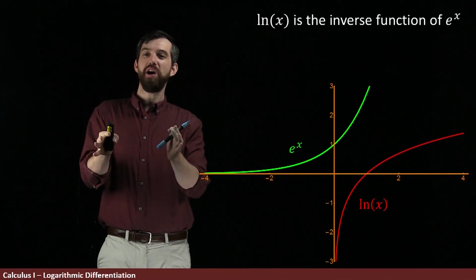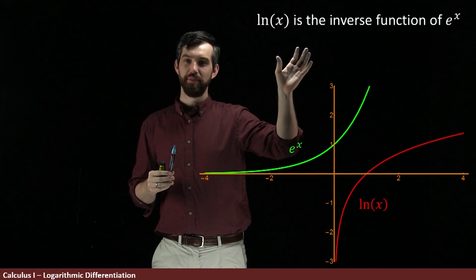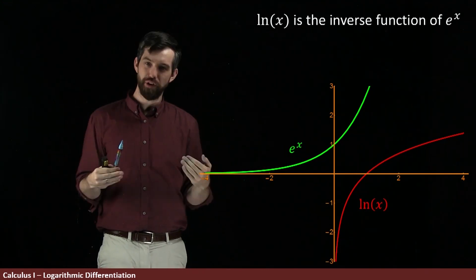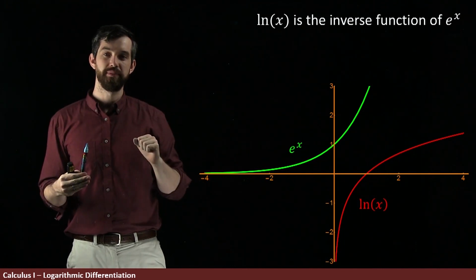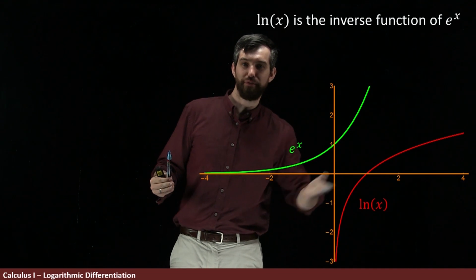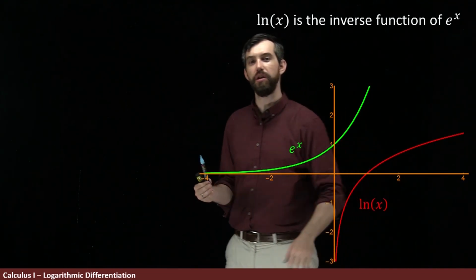In this video, I want to talk about the natural logarithm, ln of x. By definition, this function is the inverse function to e to the x. What I've graphed here is e to the x, and because it's an inverse, we have this nice reflection over the line y equals x, and what we get is the natural logarithm over here.